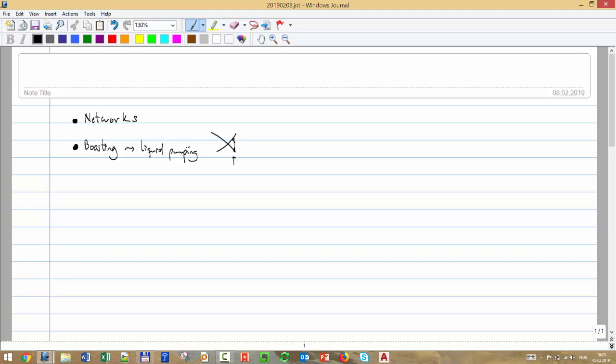Networks, we finished the topic of network. You get one homework. And then boosting, we also try to finish at least the liquid pumping part, but maybe part of it will be for next week. And that will be exercise set 3, an exercise on network and pumping. Liquid pumping, we can delete this maybe in well. That's ESP. We're going to go back to that later.